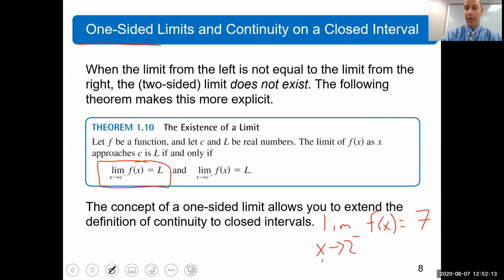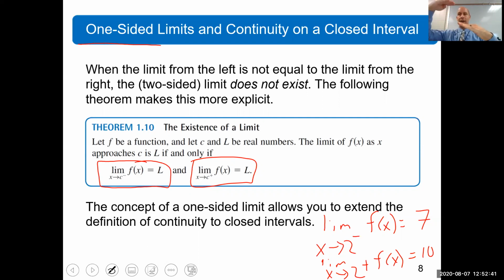And then another way I could write this, a different type of one-sided limit, is I could say the limit as x goes to 2 positive of f of x. And let's say that that's equal to, I don't know, 10. So the way you would write that is this notation right here. So when we come in from the right side of f of x going to 2, that turns out to have a limit of 10. So the left side's going to 7, the right side's going to 10, so the limit doesn't exist. So this is the notation, basically, that we're going to use to determine if a limit exists or not.